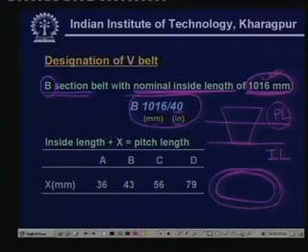Now, what we find is the relationship: inside length plus x will give you the pitch length. Just refer to this figure. This inside length plus some length will give you the pitch length. So, what is the value of x in millimeter? If it is A section 36, B section 43, C section 56 and D section 79.